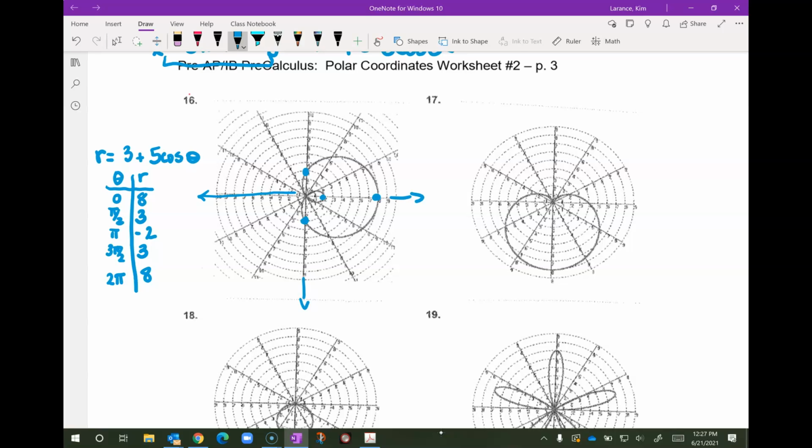Now, where is that loop happening? This is kind of something else that you may have to figure out for me. Where is this happening? You can see that you actually do cross the pole. And when you cross the pole, r is 0. So 3 plus 5 cosine theta equals 0.